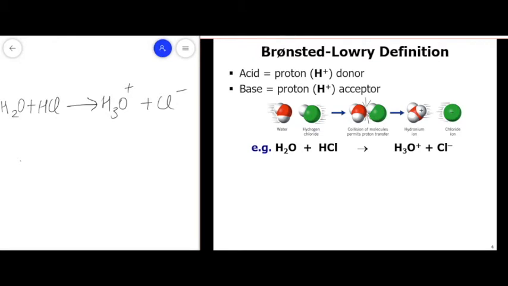According to the Bronsted-Lowry concept, an acid is a substance that donates a proton, and a base is a substance that accepts the proton. Proton essentially is just the H plus ion, very commonly referred to as a proton, because H plus essentially has no electron, and the elementary particle that it has is a proton. So that's why this is referred to as a proton as well. So a proton donor is an acid, and a proton acceptor is a base.